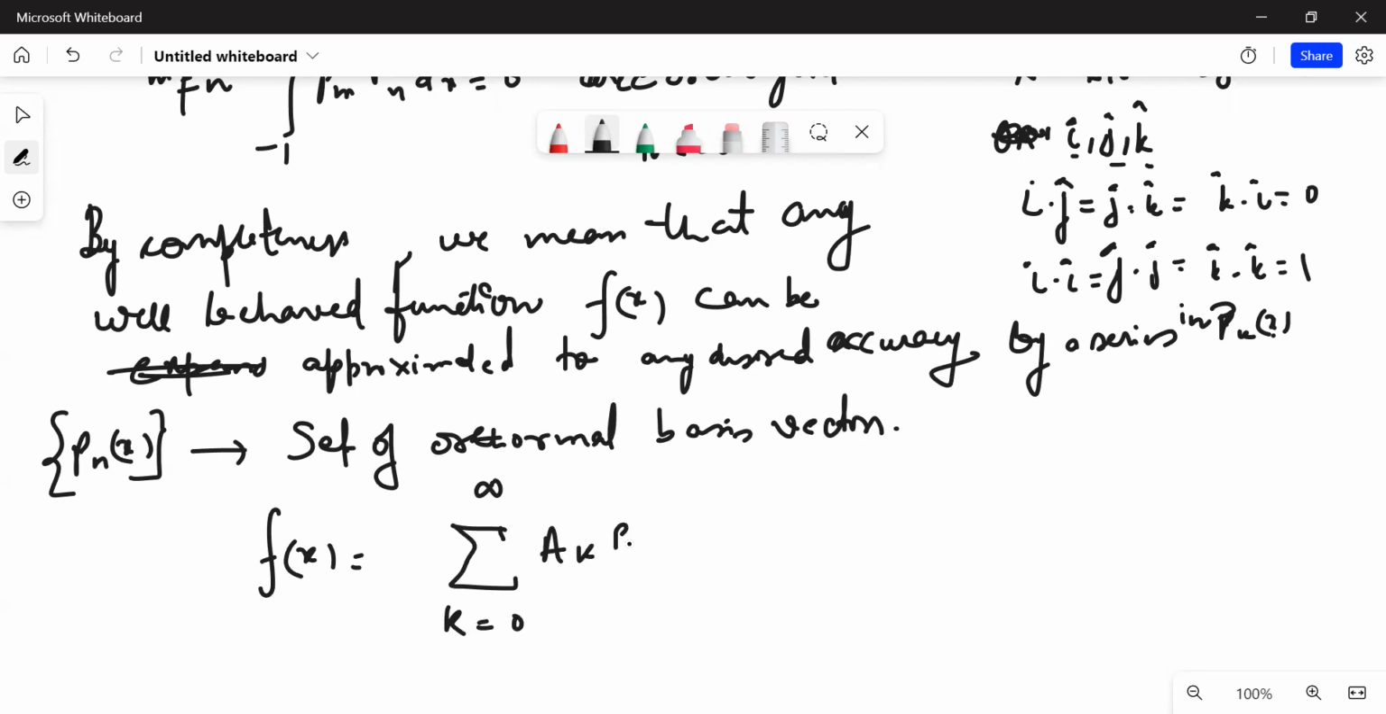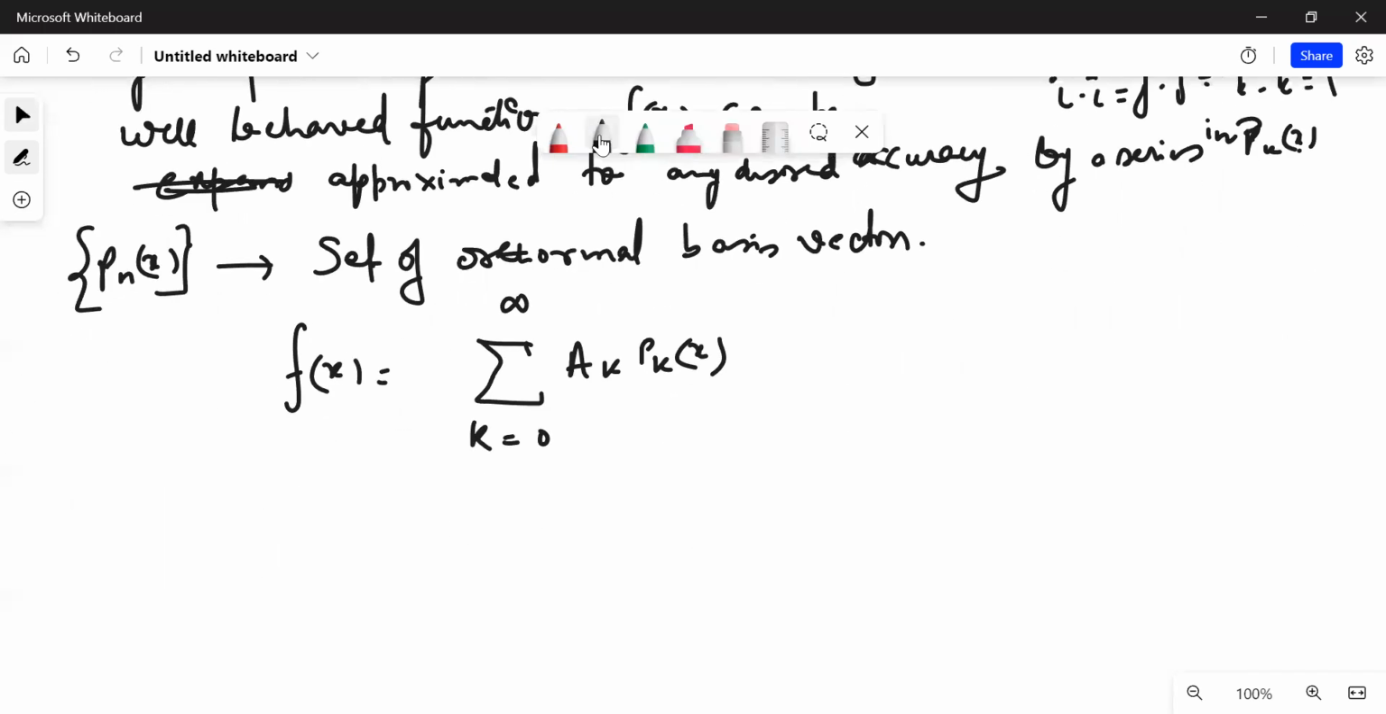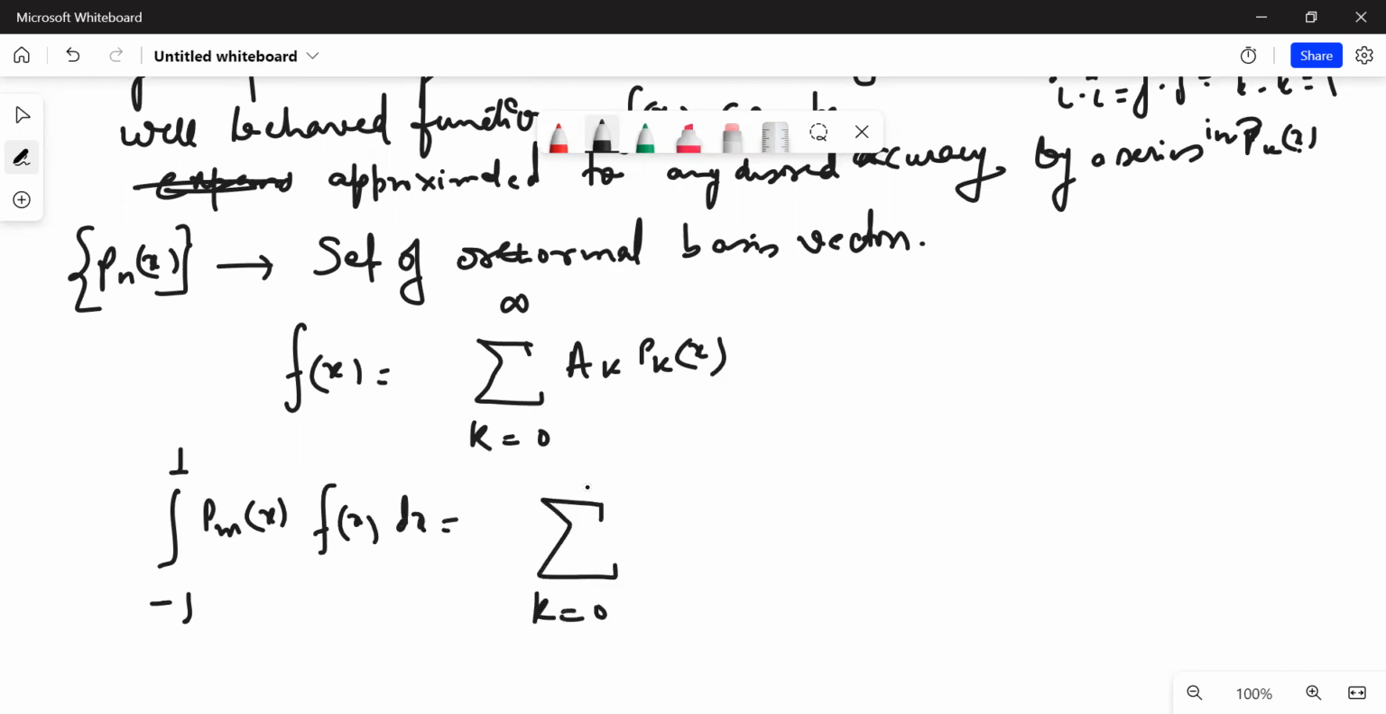Linear combination of P_k(x). Okay, now I'll use the orthogonality relation. By the orthogonality relation, we already know that P_k(x) is orthogonal to P_m(x). So I'll multiply both sides by P_m(x) and integrate from -1 to 1. So the integral of P_m(x) f(x) dx is equal to the sum over k equal to 0 to infinity of a_k, and the integration from -1 to +1 of P_m(x) P_k(x) dx.